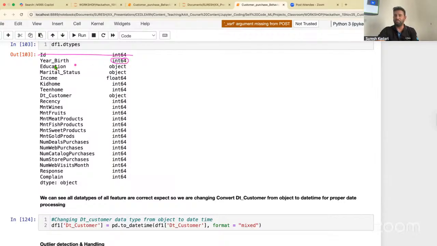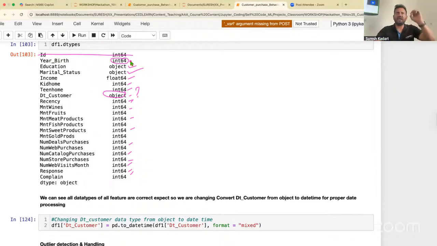Date format it should be. Education object, I don't mind. Marital status object, I don't mind. Income float, kid integer. Date customer visited is object. It should be date. And then recency, integer. See, I got 2 problems.